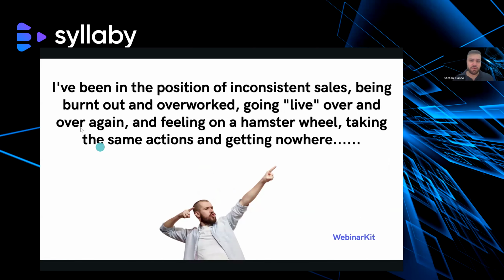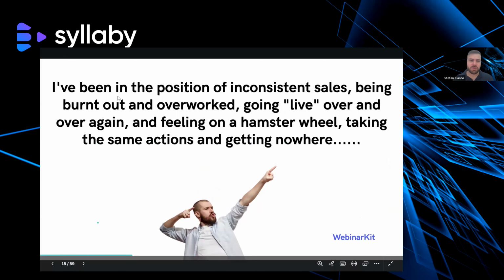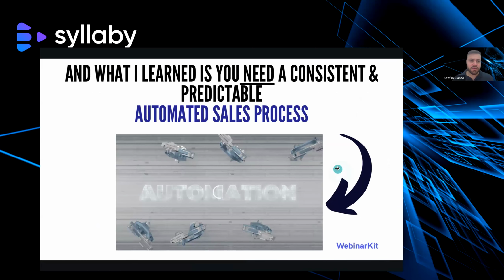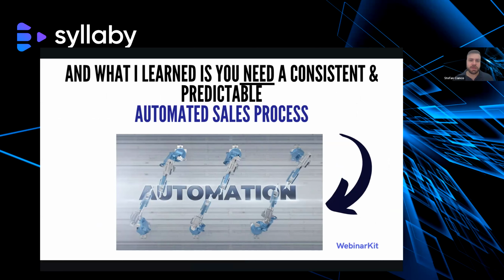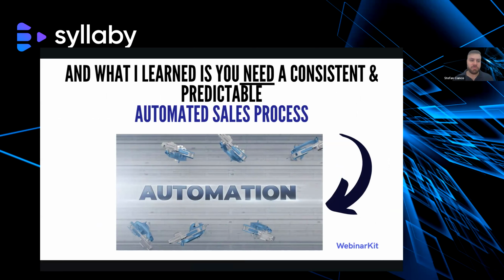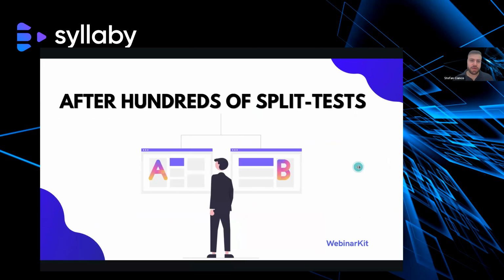I've been in the position before of inconsistent sales, being burnt out and overworked, going live over and over again, and feeling like I'm on a hamster wheel, taking the same actions and getting nowhere. Has anyone else felt this way? Let me know in the chat if anyone else has felt this way before. Yeah, exactly. What I learned is that you need a consistent and predictable automated sales process. Okay. This is the most important thing.